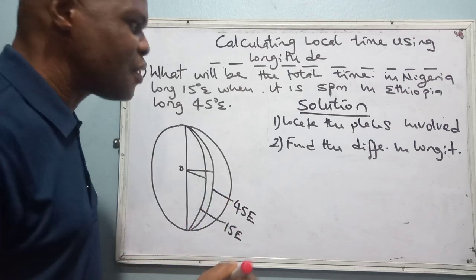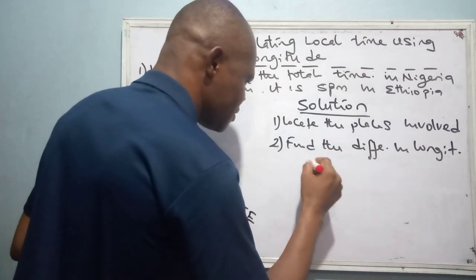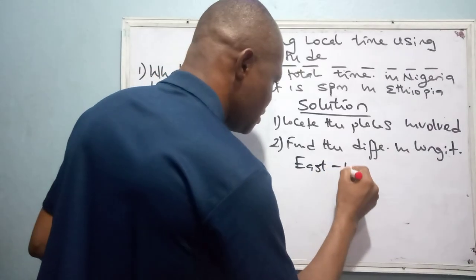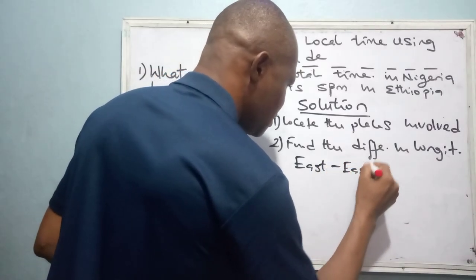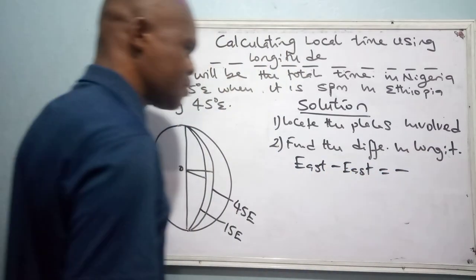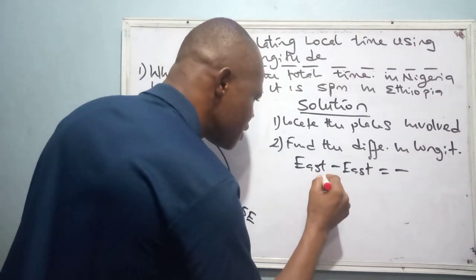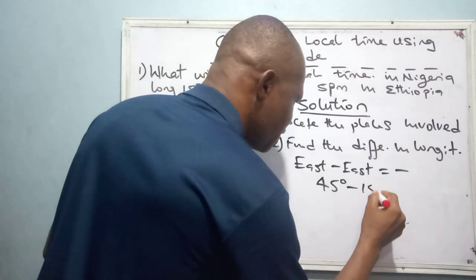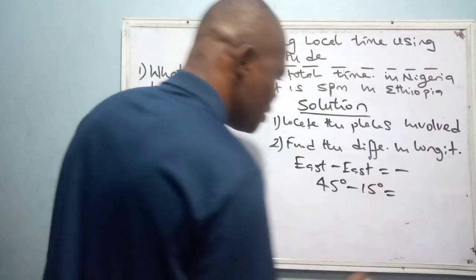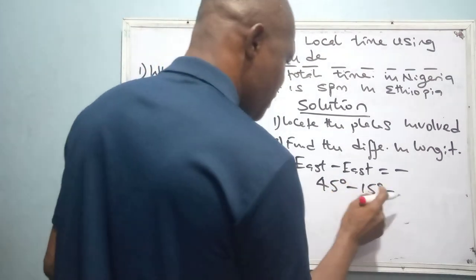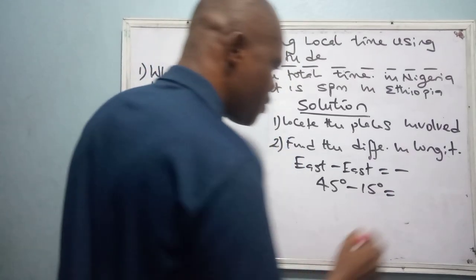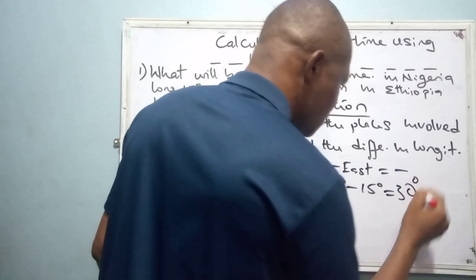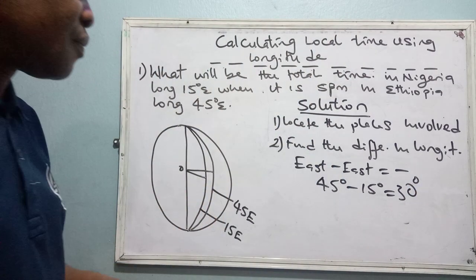So to find the longitudinal difference, we subtract. So this is east, we subtract. So which is 45 degrees minus 15 degrees. That will give us 5 minus 5, 0, 4 minus 1, 3. So we have 30 degrees.